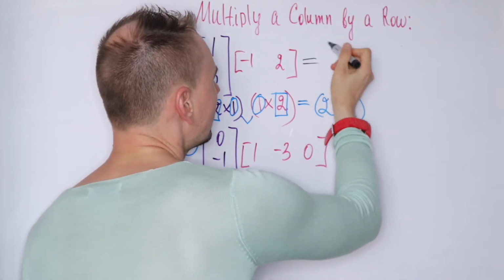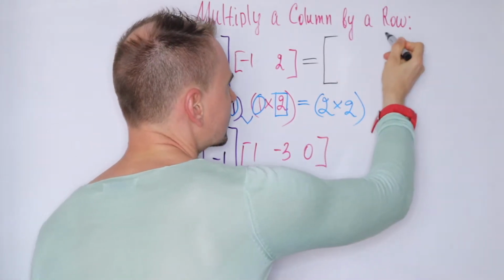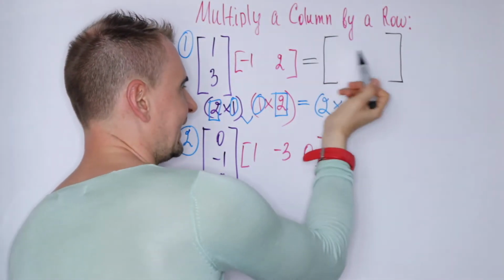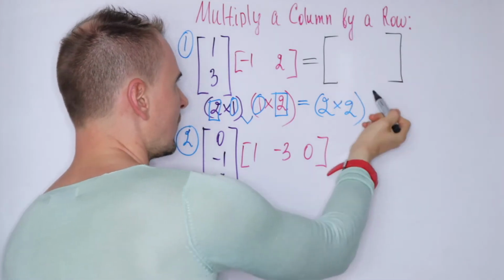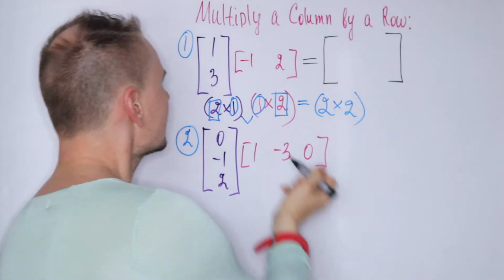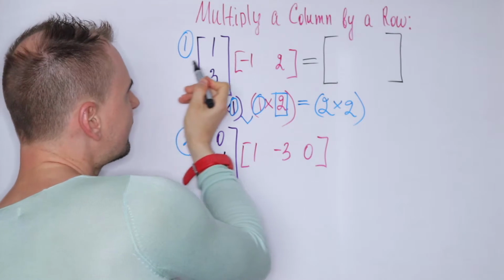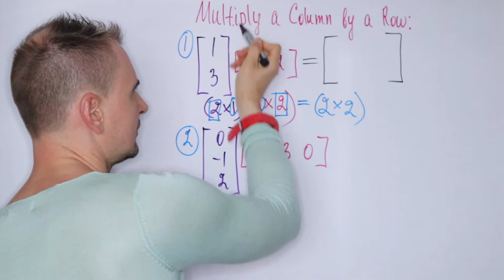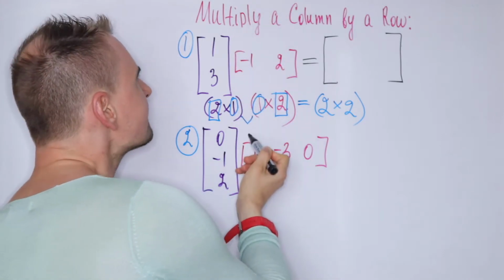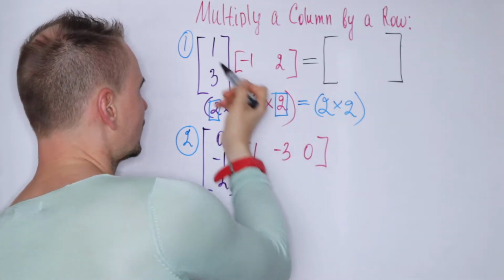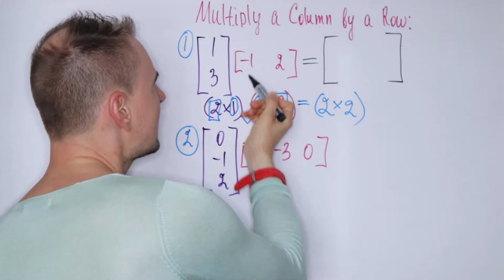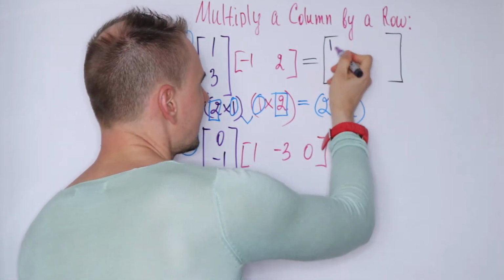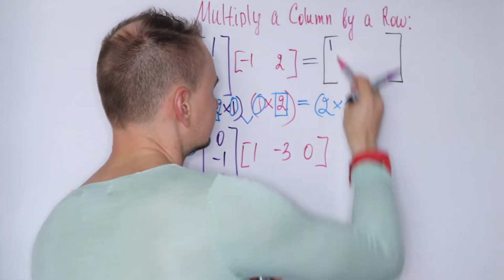So I'm going ahead and I'm going to draw the square parentheses for this resulting matrix. Again, it has 2 rows and 2 columns. So let's fill it out. All you do, you take the first row of the first matrix, and you multiply by the first column of the second matrix. So 1 times -1 gives you -1. So I'm going to spell it out. So 1 times -1.